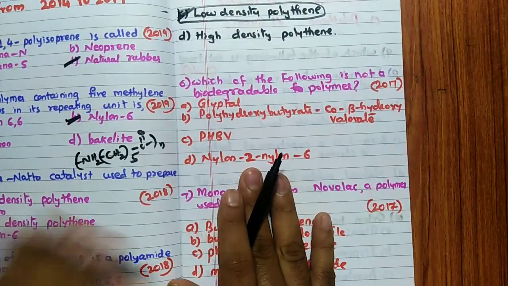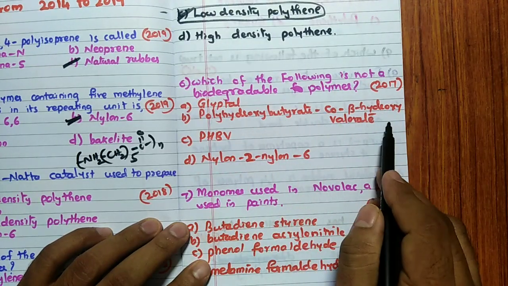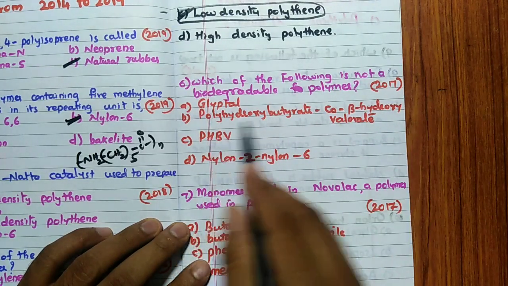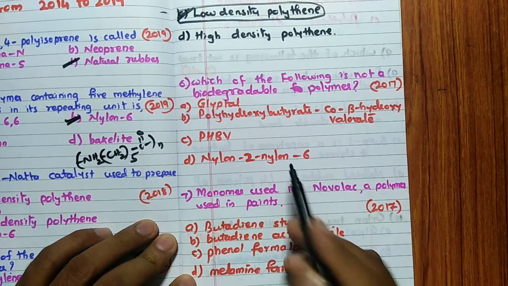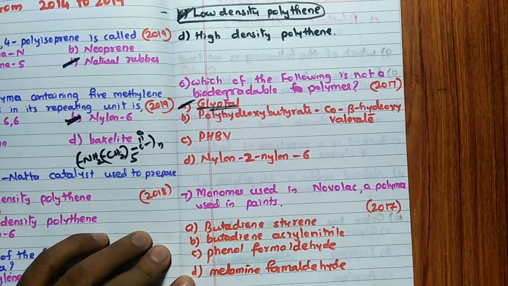Which of the following is not a biodegradable polymer? Very simple. Poly-hydroxybutyrate-co-beta-hydroxyvalerate is nothing but PHBV. Once again, they have given it like this. Nylon 2-nylon 6 is definitely biodegradable. And Glyptal is the answer. Glyptal is not a biodegradable polymer.